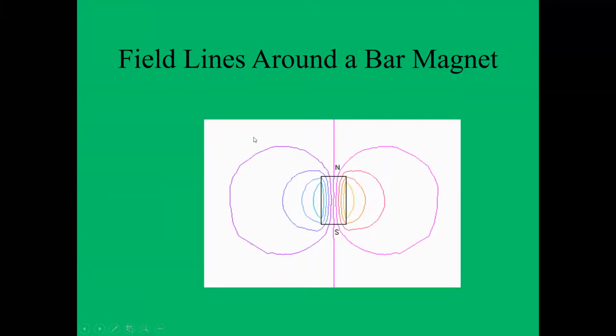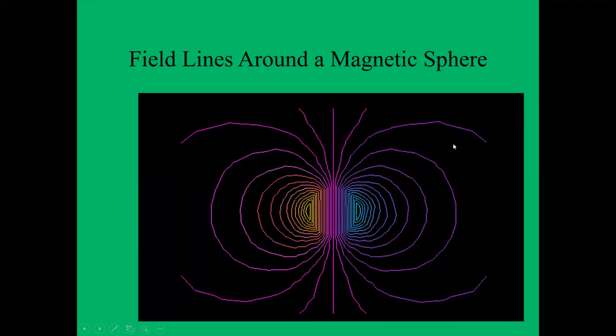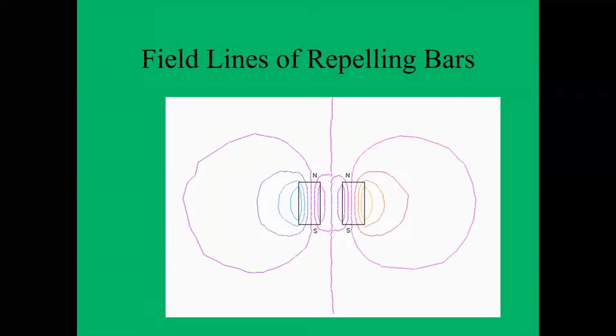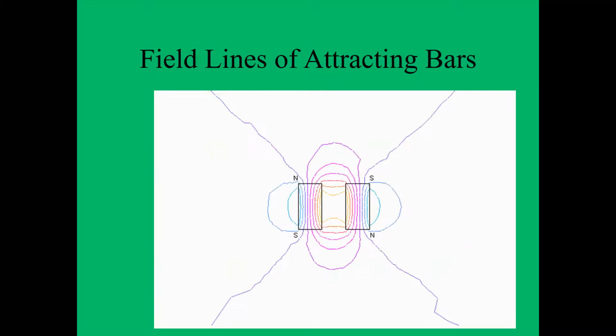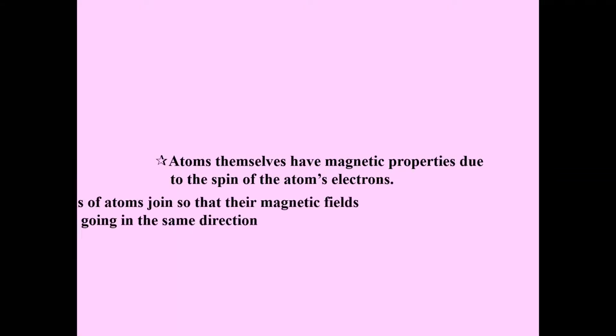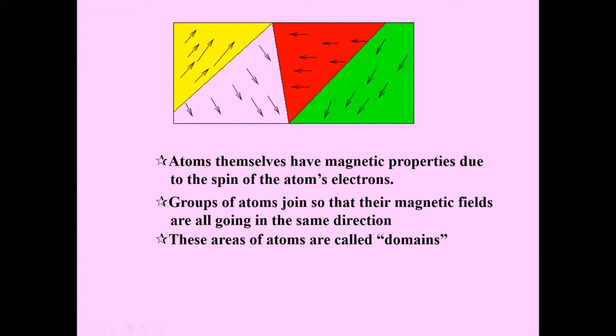Okay, this slide shows field lines around a bar magnet, field lines around a magnetic sphere. Okay, just field lines of repelling bars. Okay, field lines of attracting bars. So we have already done this. So I think we are going to see the formulas in the next slide. So we'll just wait for it.